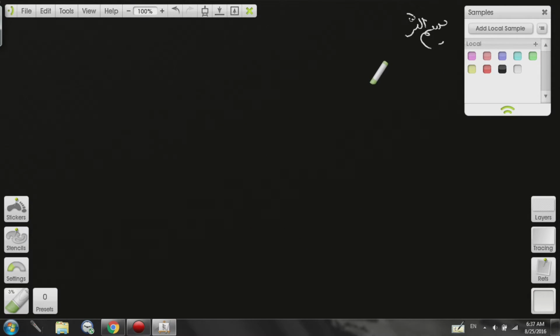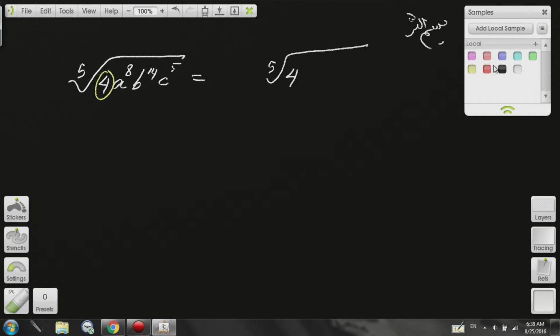I'm going to do one last example here, inshallah, before we end. And that's this example number 7. The fifth root of 4 times a to the 8th, b to the 14th, c to the 5th. Okay? So, all right. Now, this is the fifth root. 4 is stuck in there. It's not going to be a rational number. So it's going to be the fifth root. The 4 is kind of stuck in there, so 4 remains inside.